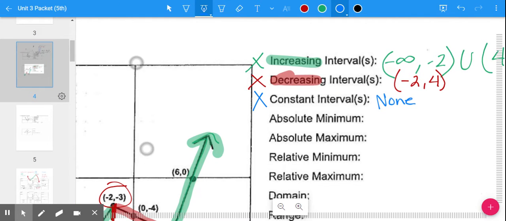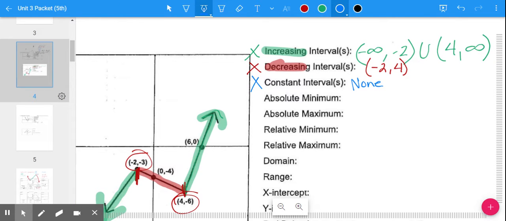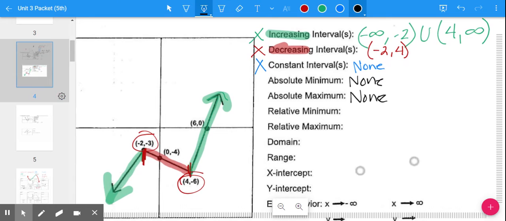All right, the absolute minimum. Because we have an arrow pointing down, that means there is not an absolute minimum. There's also an arrow pointing up, so there's not an absolute maximum. There's not one specific point where this stops going up. So the relative minimum, it's another low turning point, but it's not the lowest point. And this is our low turning point at 4, -6.